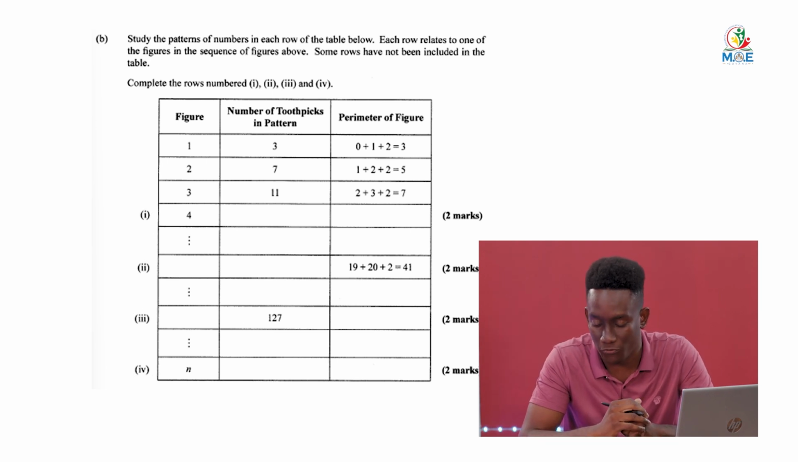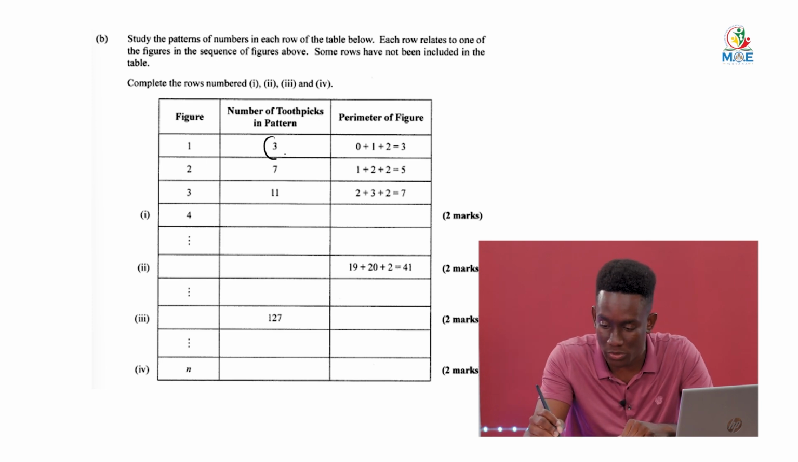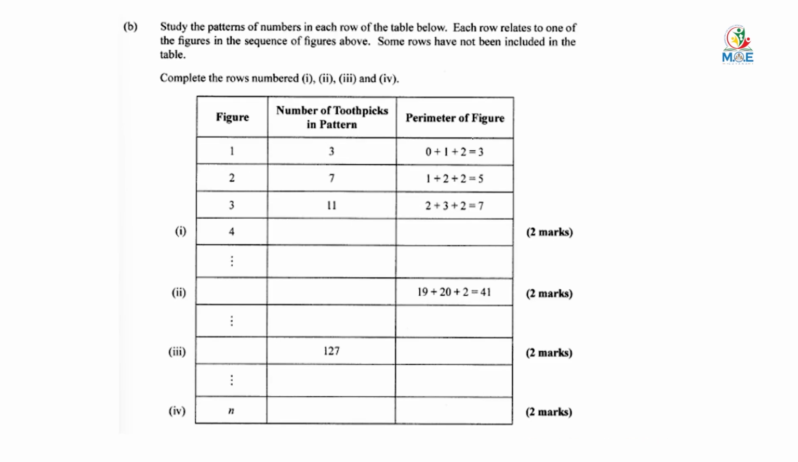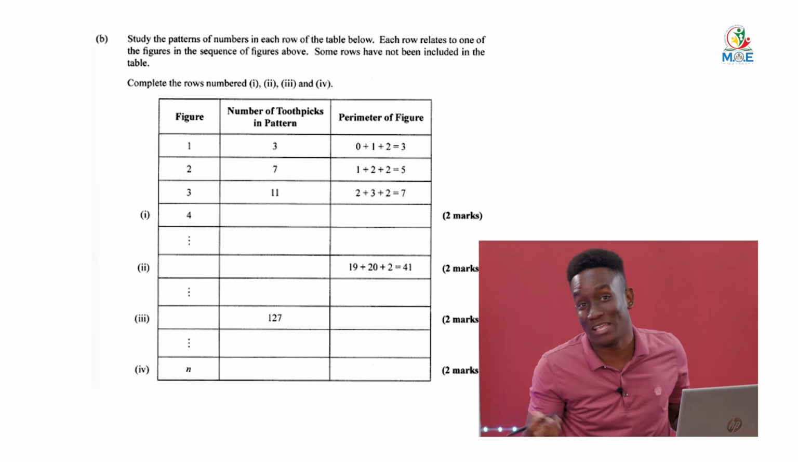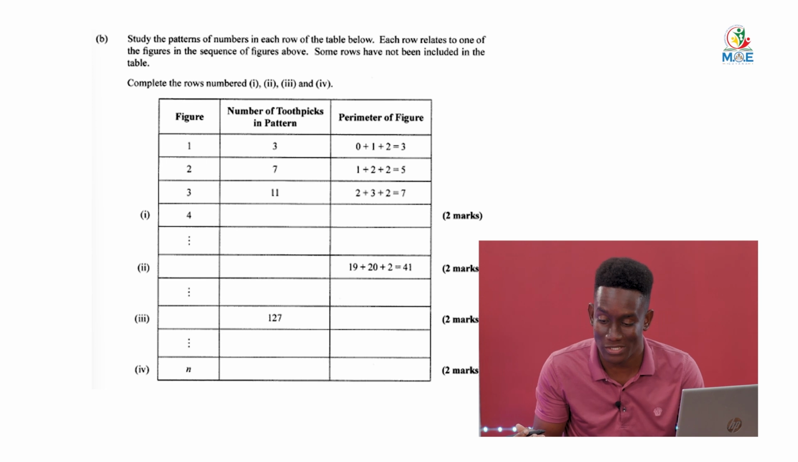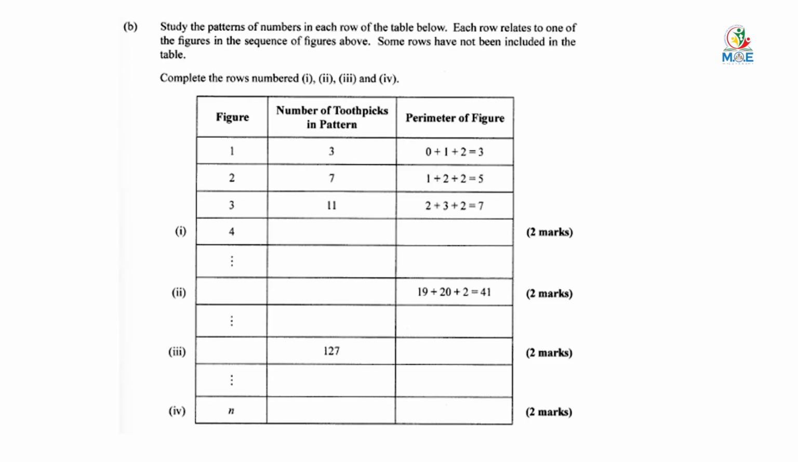So let's look at one. For figure 1, we saw that we have the number of toothpicks in the pattern. We saw that we have 3 toothpicks. And the perimeter of the shape would be 0 plus 1 plus 2 is equal to 3. So that is probably not enough to determine a sequence. So let's look at figure 2. So for figure 2, we saw that we have 7 toothpicks in the pattern. And the perimeter for the shape would be 1 plus 2 plus 2. And that is equal to 5.